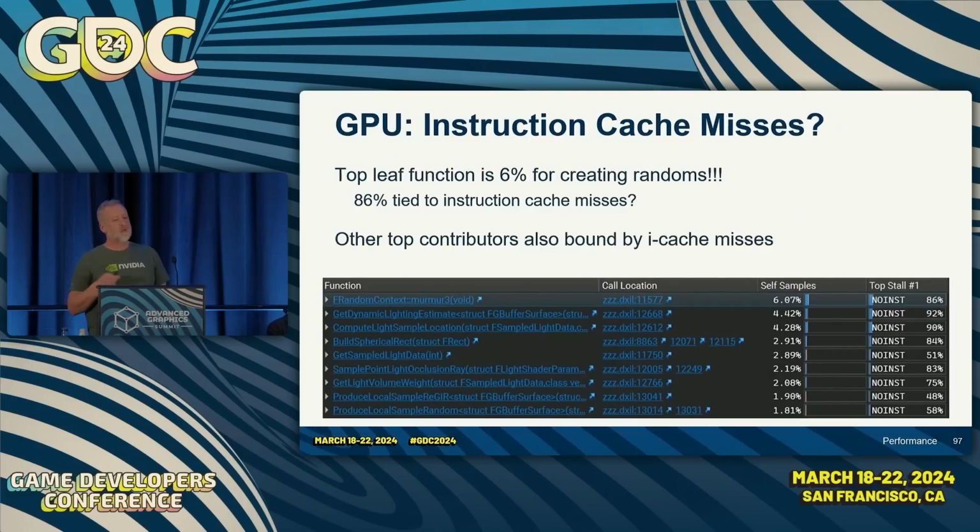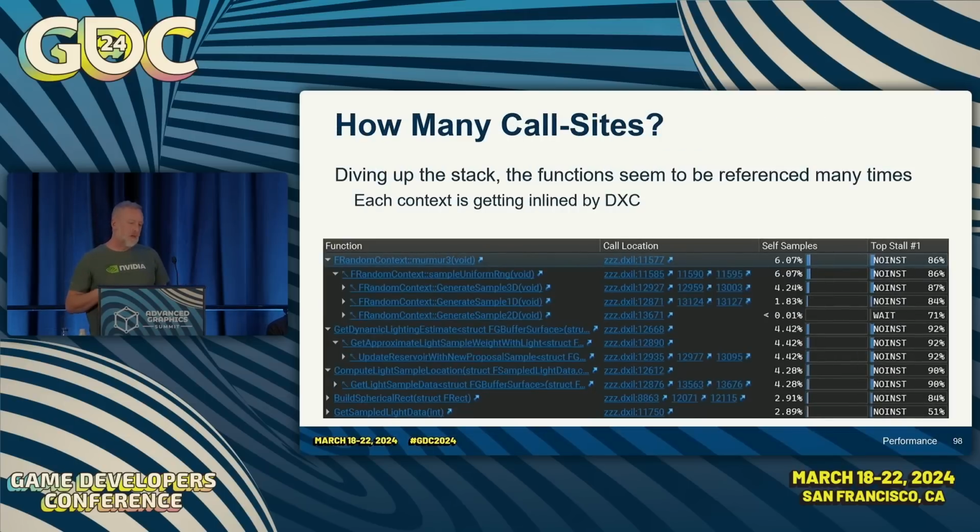So if we dig down into where the functions are, we see these GPU instruction cache misses are basically 6% of it is coming from just generating random numbers, and it's spending 86% of its time with instruction cache misses. And all the other functions are pretty much the same way. If we start expanding this out, we see how many call sites things are happening at. And then we start thinking about the fact that DXC can inline every one of these call sites.